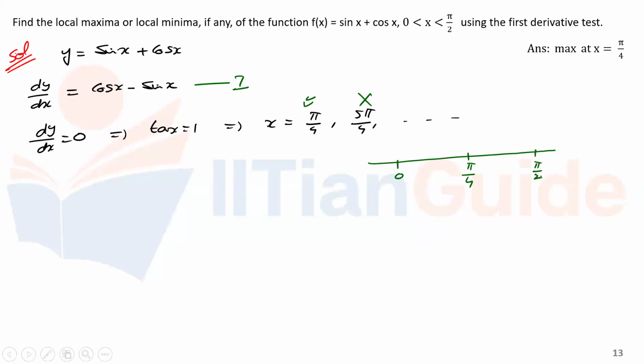Now, when x is between 0 to pi by 4, the value of cos is larger, sin is smaller. After pi by 4, sin becomes larger, cos becomes smaller. So for 0 to pi by 4, cos is larger, x is smaller than pi by 4, then the value of dy by dx is positive. When x is more than pi by 4, sin will be larger, cos will be smaller, so I will get a negative value. So the sign of dy by dx is changing from positive to negative. That means it is maxima at x equal to pi by 4.